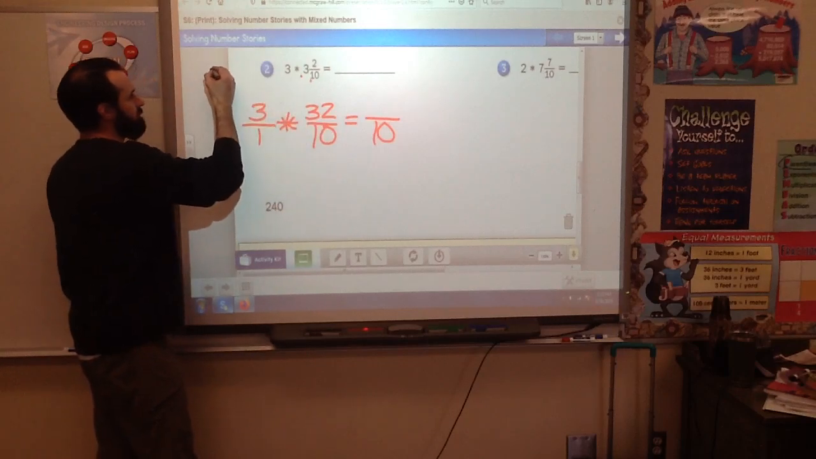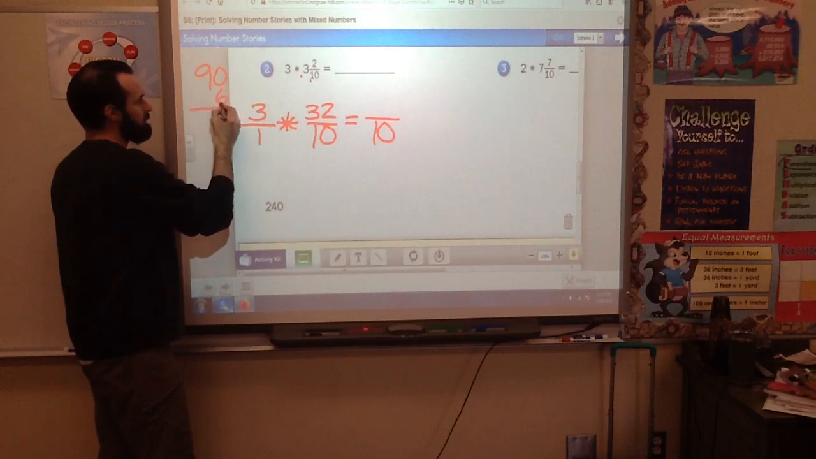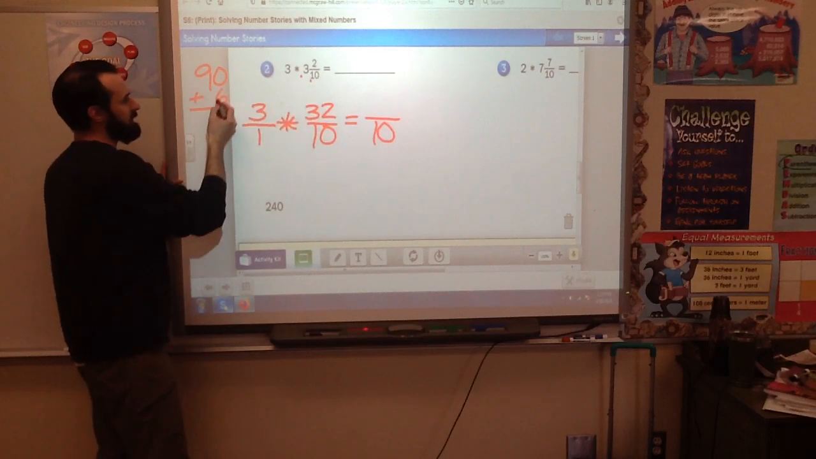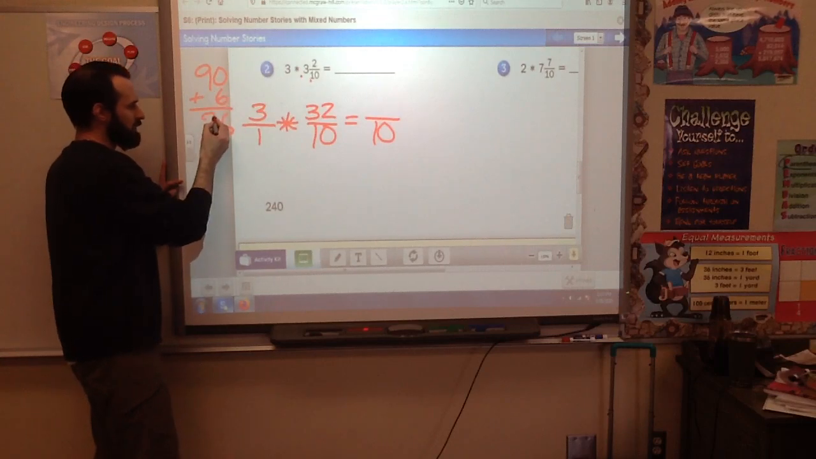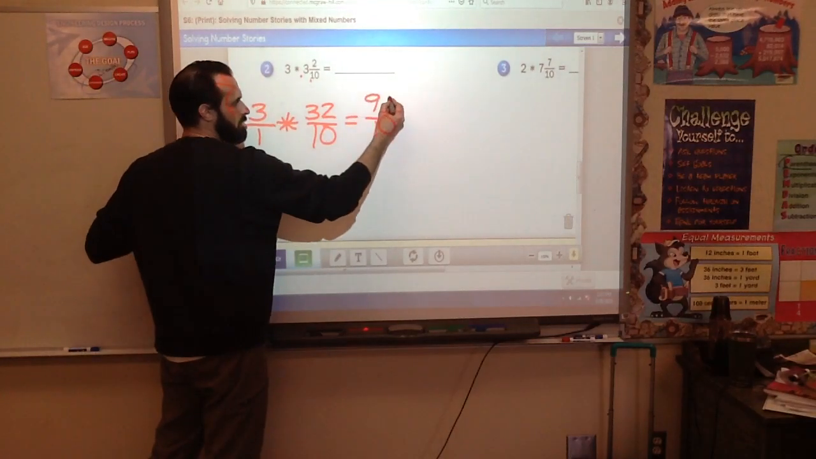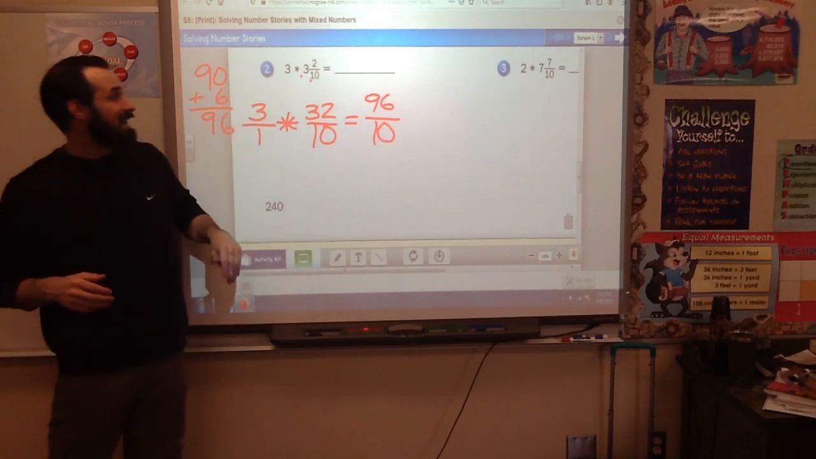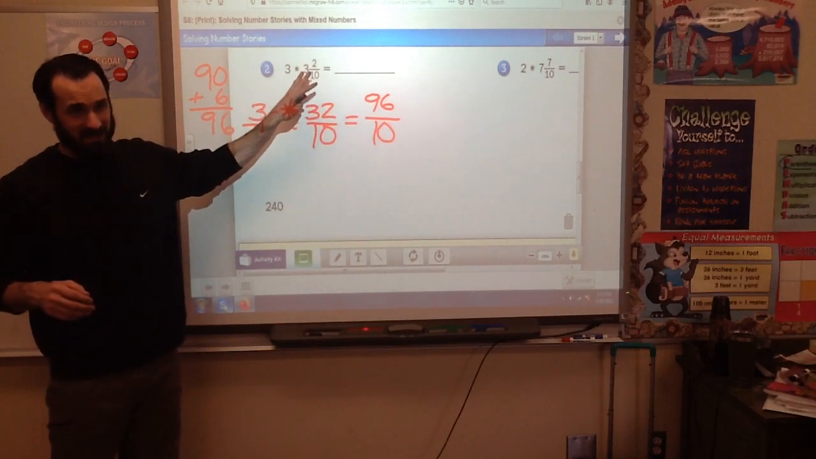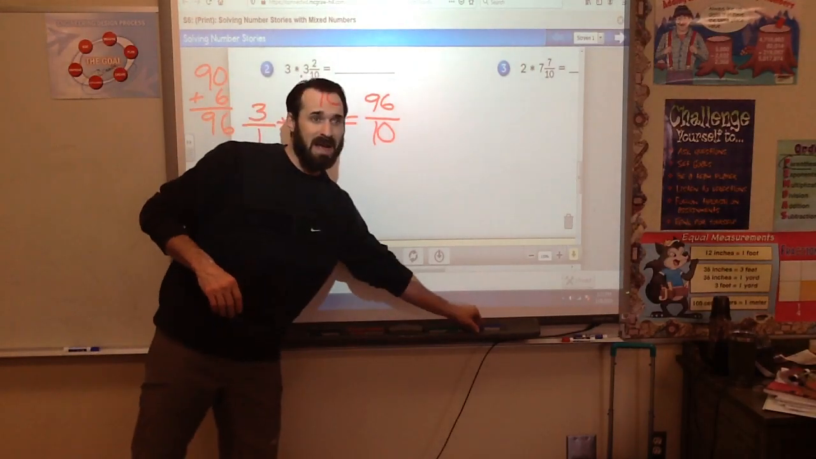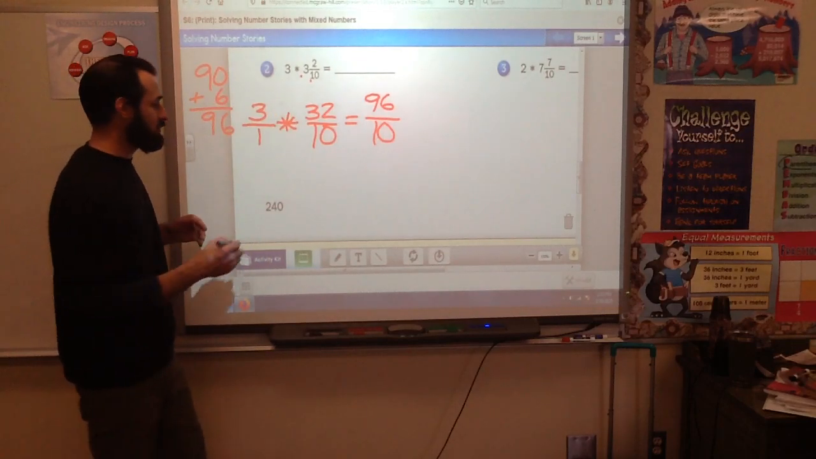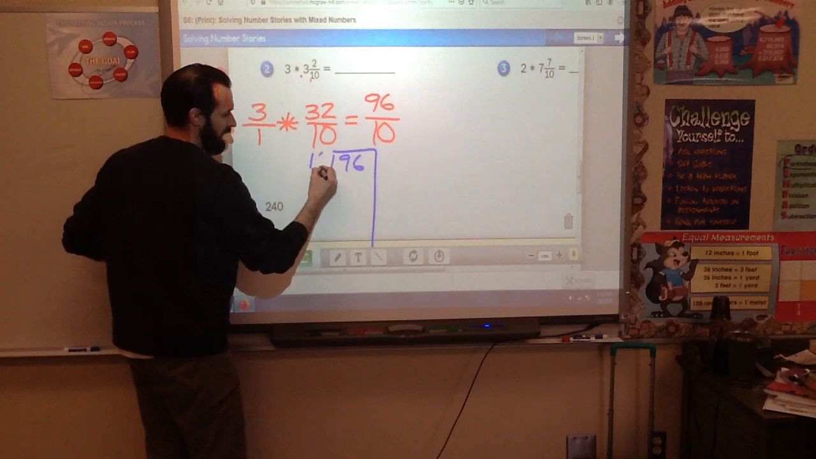3 times 30 is 90, and 3 times 2 is 6. So 3 times 32 then is 90 plus 6. 0 plus 6 is 6, 9 plus 0 is 9, so we have 96/10. Now, hypothetically, because this doesn't have a label, you could leave it as 96/10. But I do want us to practice making this back into a mixed number. So we're going to go 96 divided by 10.